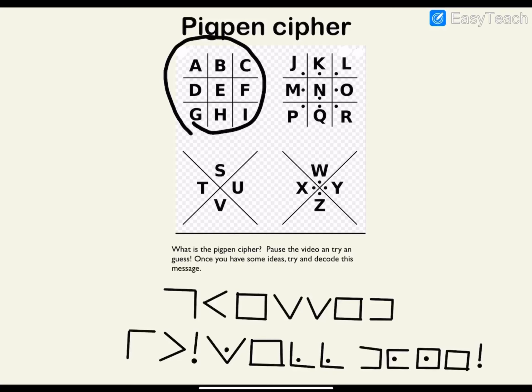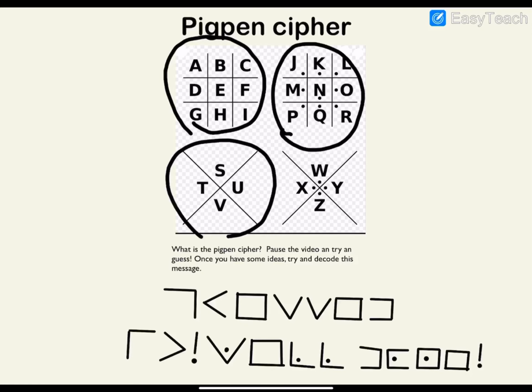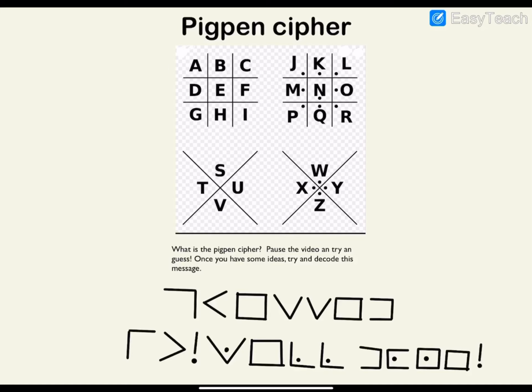There's a graph with dots, a cross, and a cross with dots. Each of those container-looking things holds letters. I'll give you a minute to pause the video and figure out what the Pigpen cipher is. Once you have a few ideas, try and decode the secret message. These exclamation marks mean nothing, so don't worry about them.